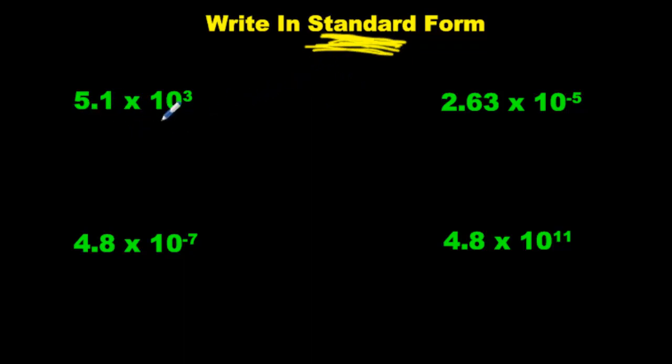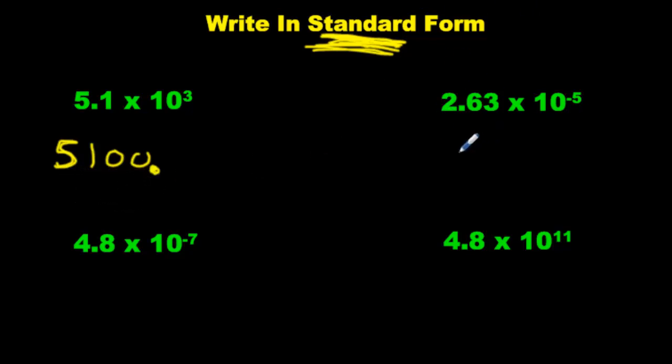5.1 times 10 to the 3. We're going to take that 5.1. We're going to take the decimal in it. We're going to go 1, 2, 3 because it's positive 3. Now look at my funny 5, it looks like an S. We're going to go 1, 2, 3, pop it there, and then erase, and you get 5,100.